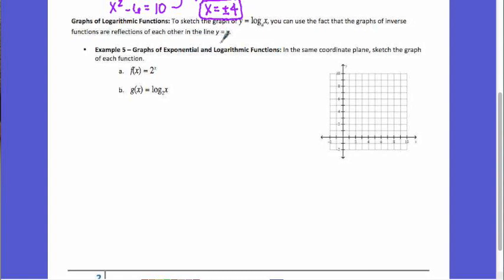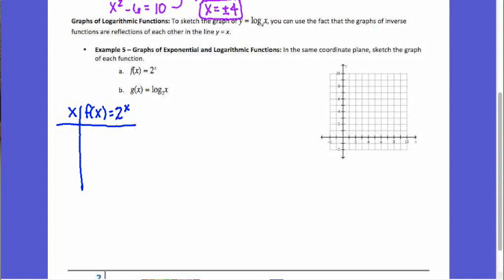Okay, if I know that 2 to the x is the inverse of the log base 2 of x, then I can graph this guy because it'll be way easier to graph, and then switch the x and the y values to graph this guy. All right, so we're going to start with x value, and we're going to start with f of x, which is 2 to the x.